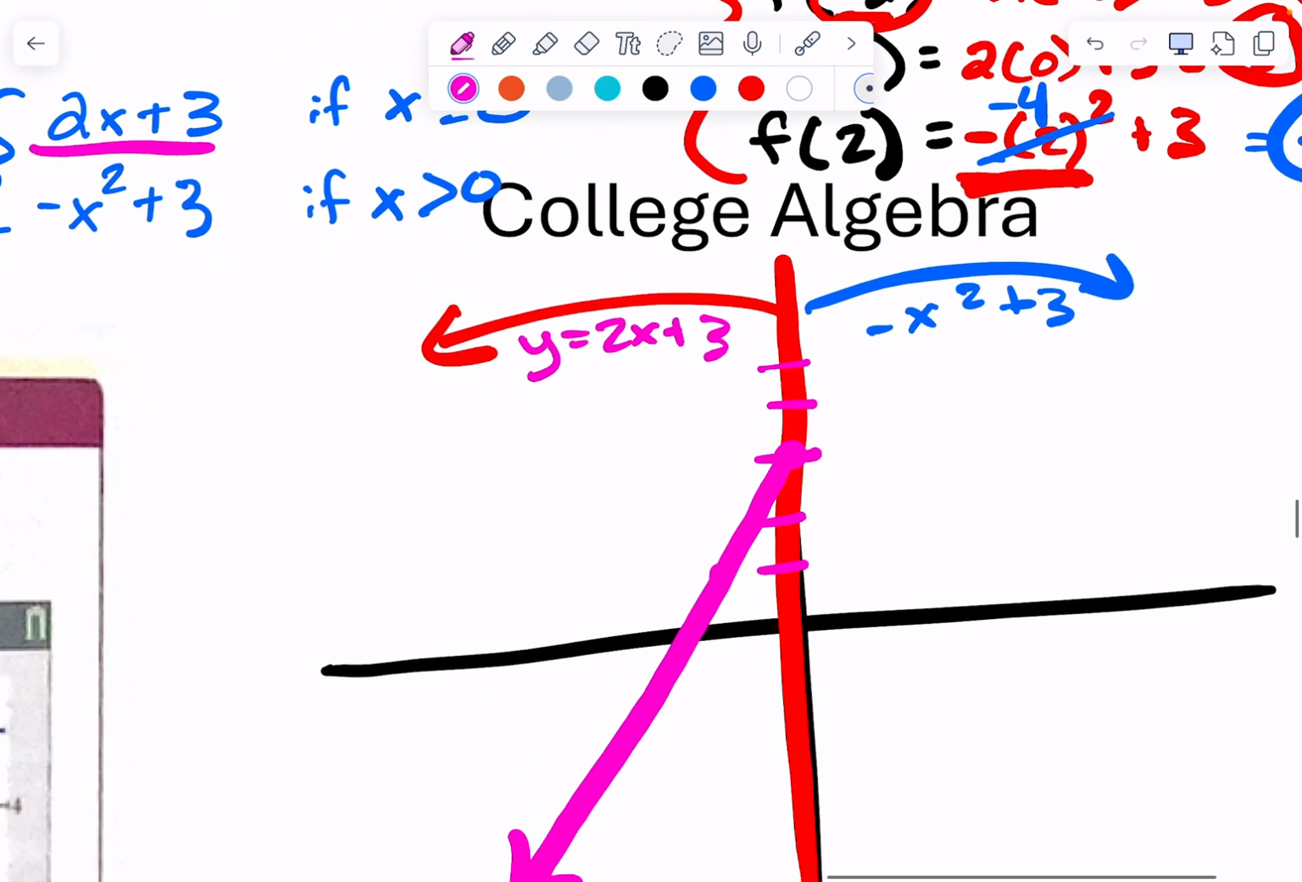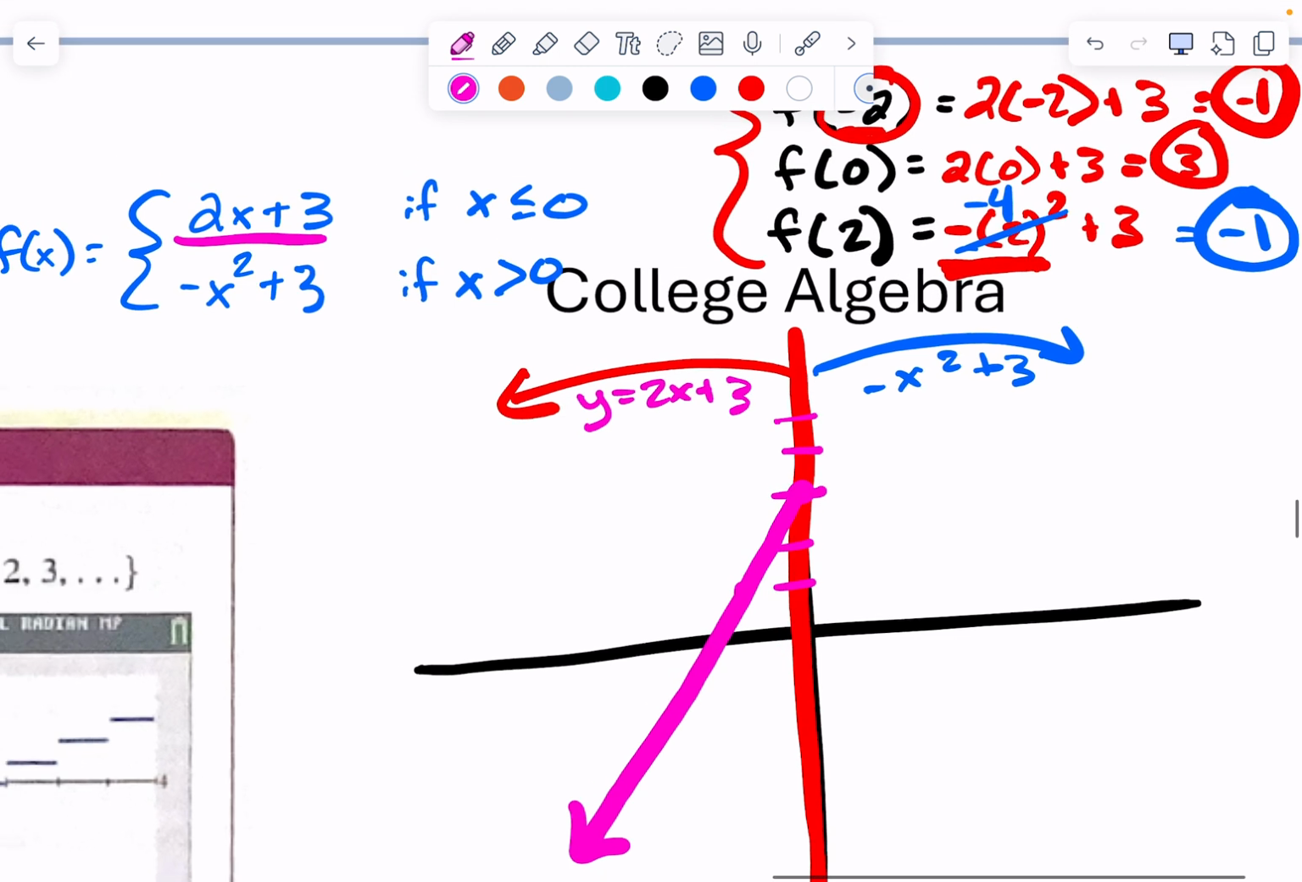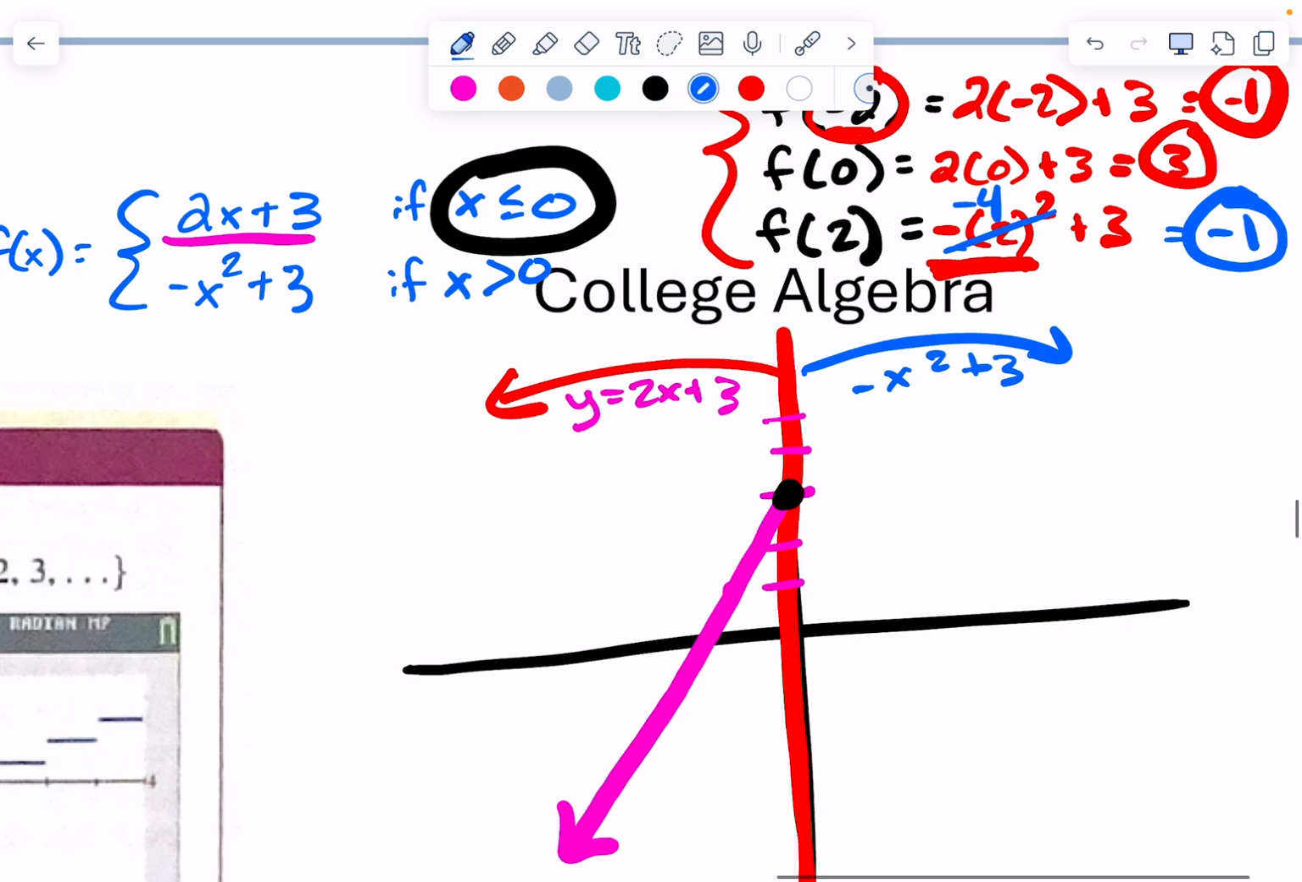Now, should he be an open circle or closed circle on that line? Closed. Yeah. If x is less than or equal to 0, that means a closed circle right there. Okay. All right. Good? Are we doing okay so far? Are we stuck at all?